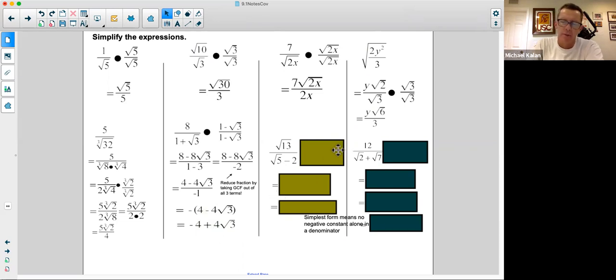Okay, try this next one here. What do you think you're going to need to do? Okay, hopefully you said multiply by the conjugate binomial, because there's nothing we can do with square root of 13, right? Square root of 13 is not a perfect square factor, right? So leave that.